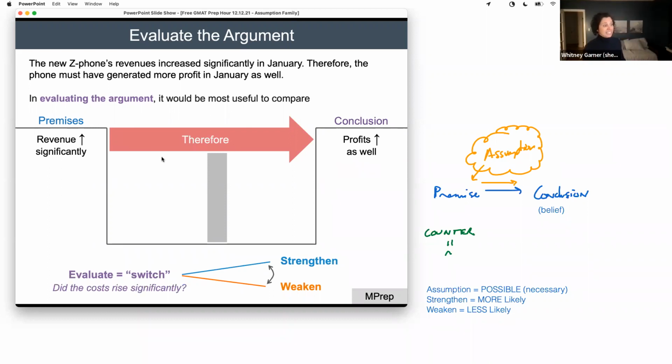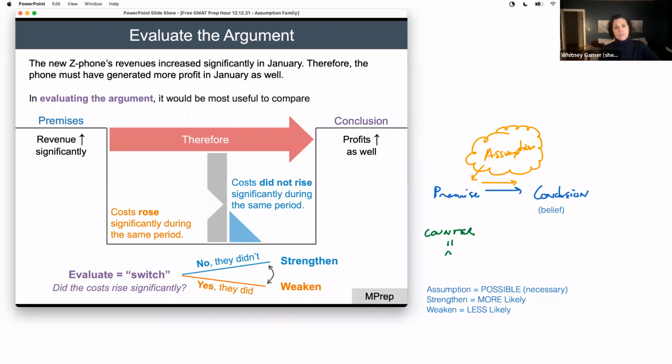So for example, did the costs rise significantly? That would be a great question. There's our evaluate. Did the costs rise significantly? No, they didn't rise significantly. Boom, that would act as a strengthen. However, if I answered it in the exact opposite way, oh no, yeah, cost totally rose significantly, that would weaken. So the thing to highlight though is that the evaluate answer choice itself would look like this question.